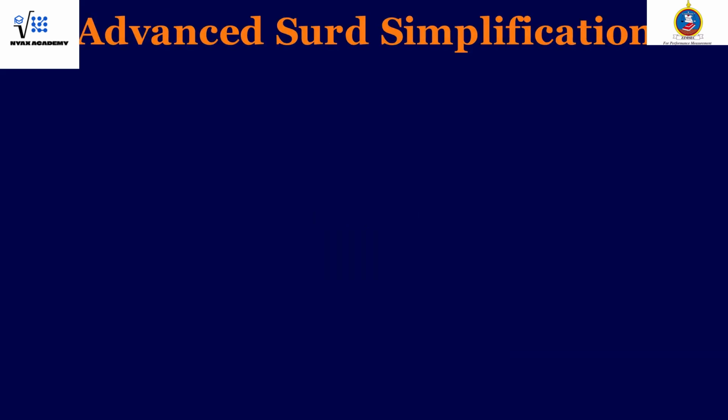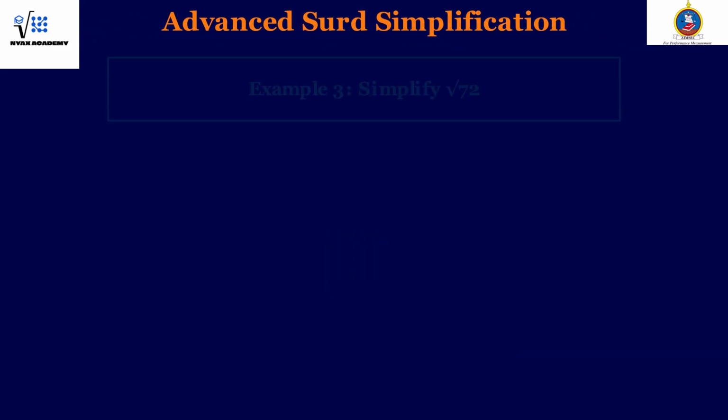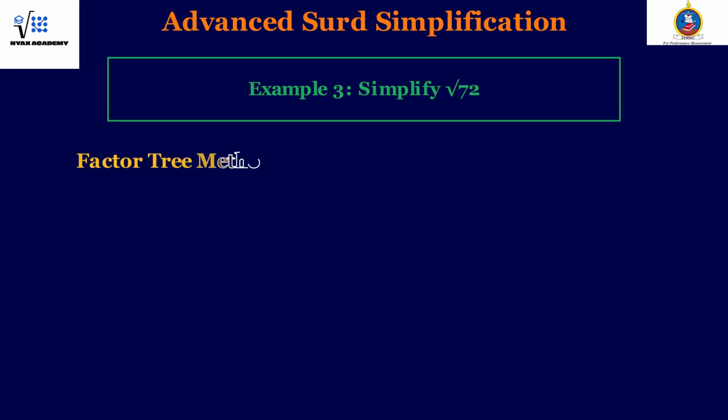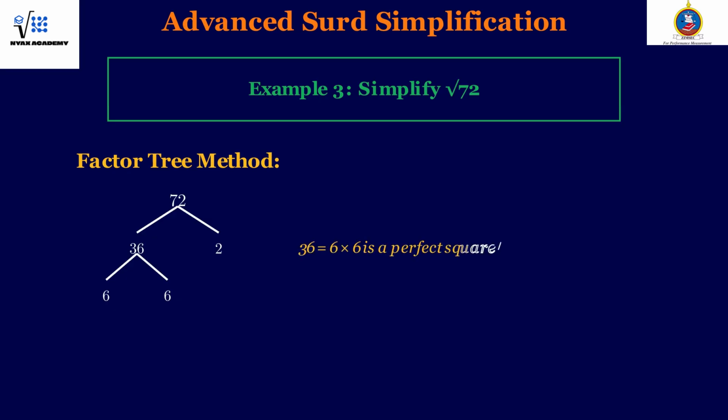Solving more advanced surd simplification. In this section we are going to be using the factor tree method. The square root of 72 can be broken down to 36 times 2. 36 can be broken down into 6 times 6. 36 is a perfect square. So we are going to write the square root of 72 as the square root of 36 times 2. The square root of 36 is 6, so we have simplified to 6 square root of 2.